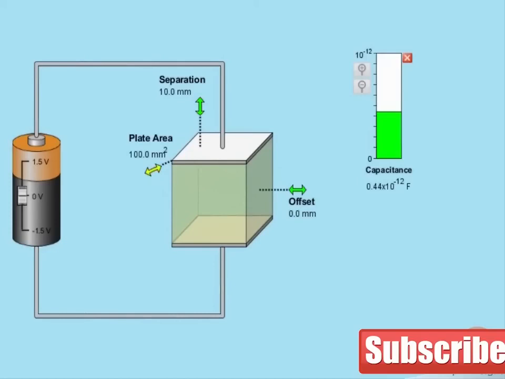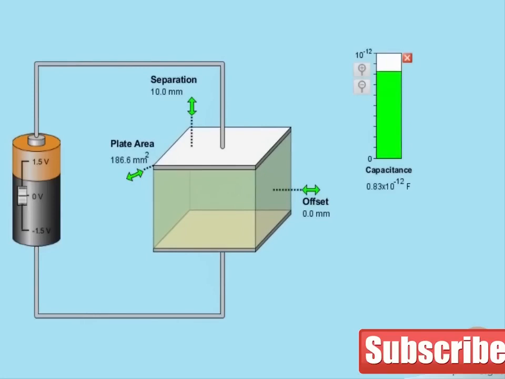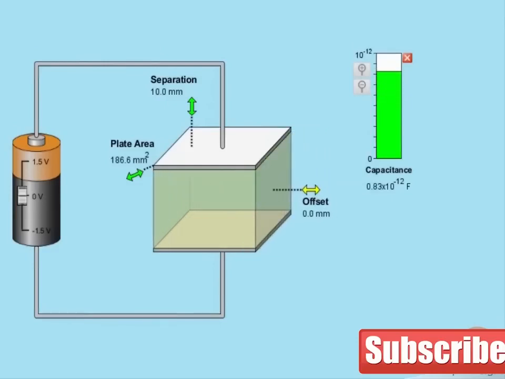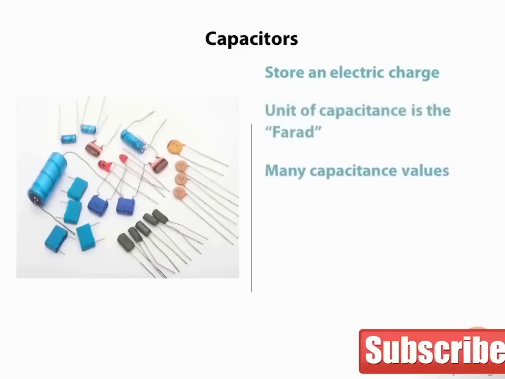Let's increase the plate area and see what happens. Capacitance goes up with larger plate area. And changing the dielectric also changes the capacitance. The measurement of capacitance is the farad. Just like resistors, capacitors can have very small capacitance values and go to very big ones. A 1 farad capacitor would be very big, and capacitors are usually orders of magnitude smaller in electronic circuits.